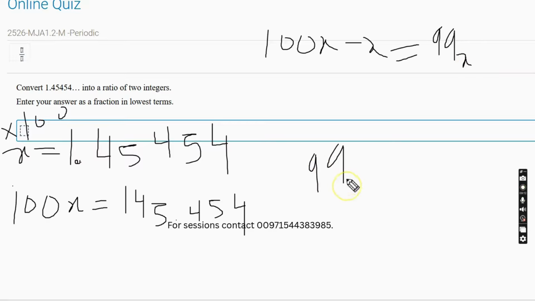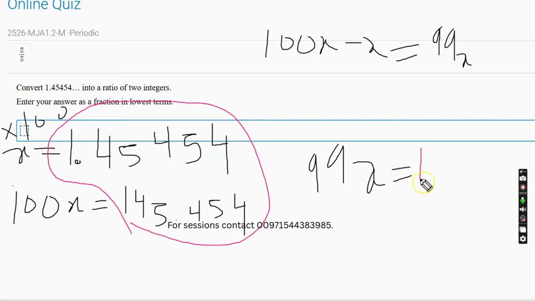99x is equals to, now you subtract these two as well. Let me just use another color. So subtract these two as well. You'll get 144. Okay, so 144, now let's divide them. 144 over 99 because we want to find the x, right? So the x is actually the answer that we're looking for, the fraction.